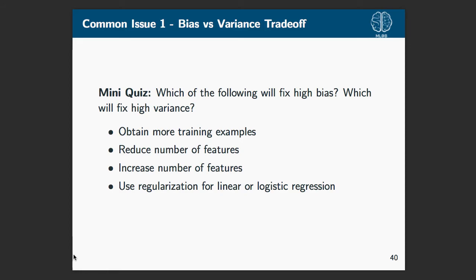Okay, so let's go over the solutions. If you have a model and you obtain more training examples for it, will it fix a high bias problem or a high variance problem? Can someone raise their hand?